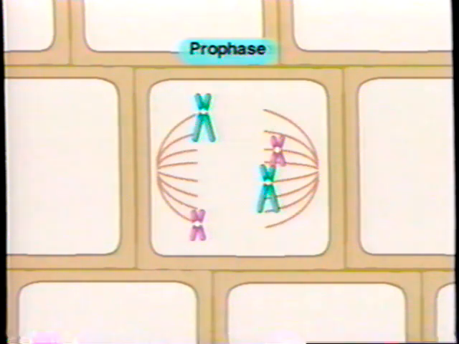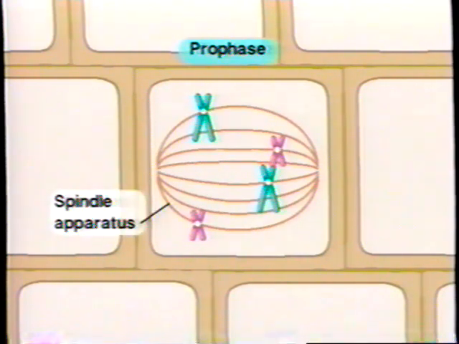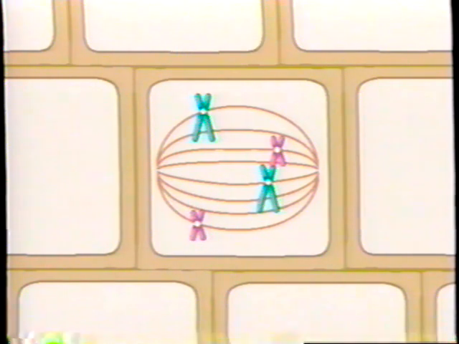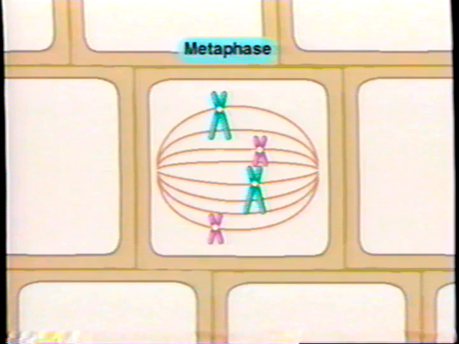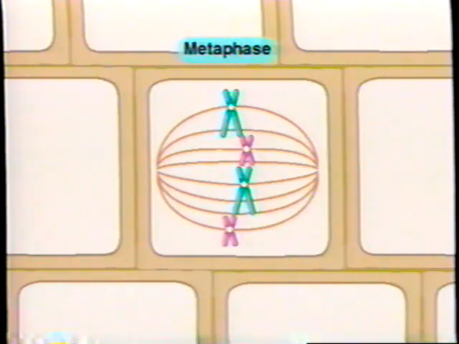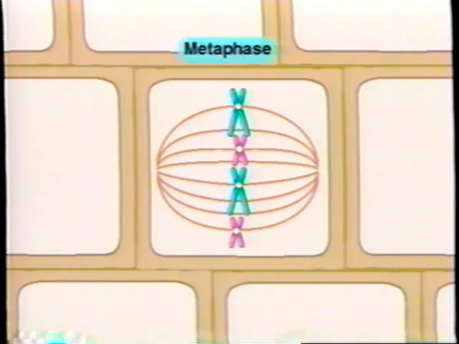Microtubules assemble to form the spindle apparatus. Some spindle fibers from opposite poles of the spindle attach to the kinetochore on either side of each chromosome. During metaphase, the kinetochore fibers align the chromosomes in a plane midway between the poles of the spindle apparatus. This plane is called the metaphase plate.